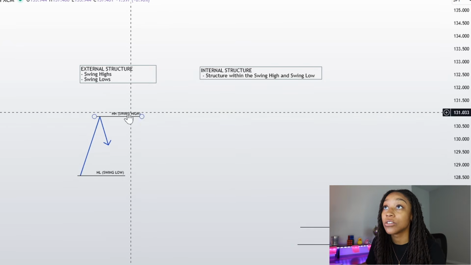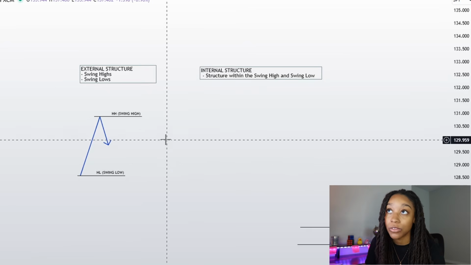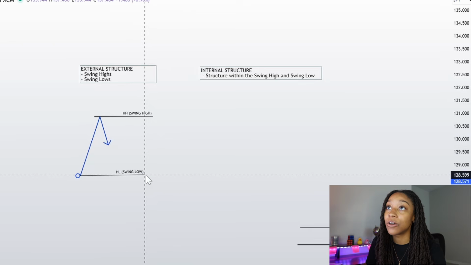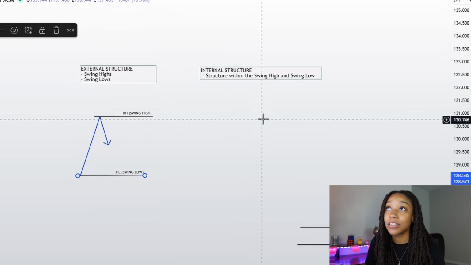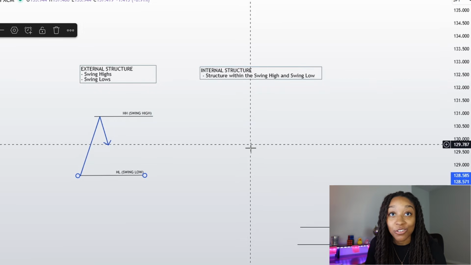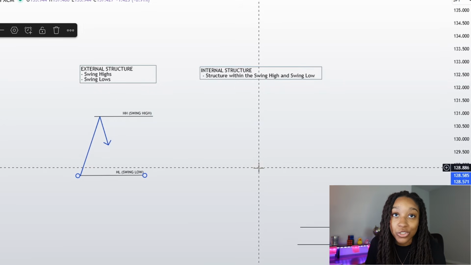Our higher high is our swing high and our higher low is our swing low. That will always be the case. This marks out external structure, right? Basically, the swing high, swing low. Simple definition, external structure. So what is internal structure?